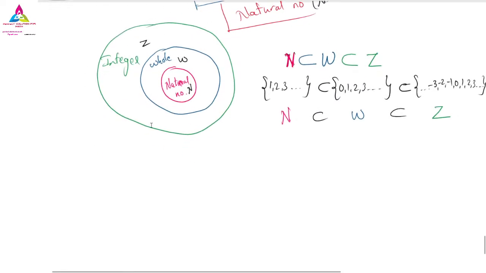So we can conclude one thing. Natural number is a subset of W, and also the natural number is a subset of Z. Next we can write, W is a subset of Z. This is the conclusion we can give. So this much you have to remember today.